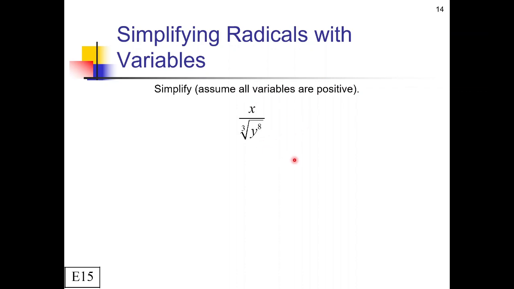When you're multiplying this to get something that makes this a perfect n power, just remember what we talked about with variables and multiples of the index. So pause the video and try this one out.